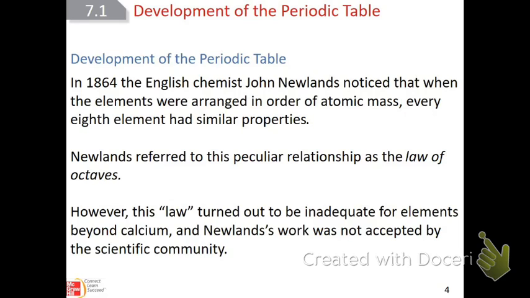And so here you have another Englishman, John Newlands. He noticed that when these elements were arranged in order of their atomic mass, there started being some repeating similarities. And then he called it the law of octaves, or the law of eighths. And then, since it didn't hold for all the known elements at that time, it was kind of thrown out.